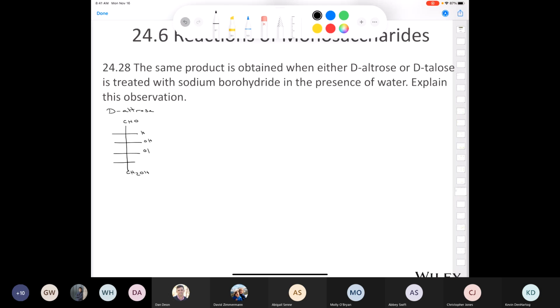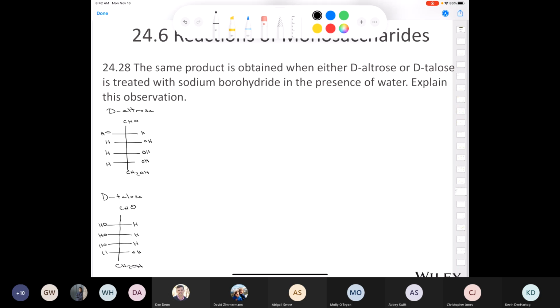So, son of a gun. There we go. There we go. So this D-altrose, and then we'll draw D-talose down here. The hardest part is drawing the sugars.